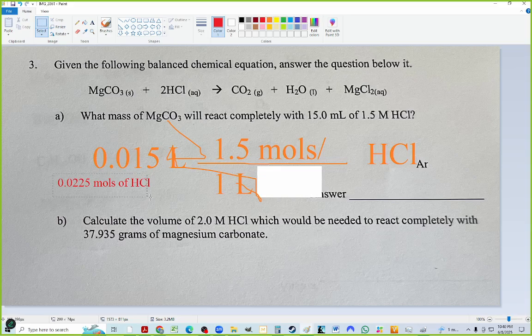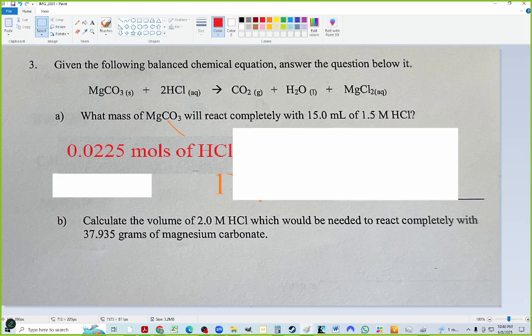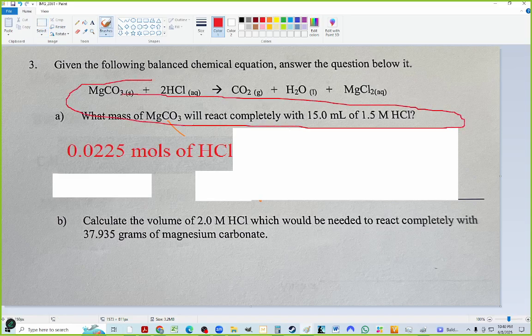So I can get rid of all that. There. What are they looking for? I know what I have. What are they looking for? They're looking for the mass of MgCO3.